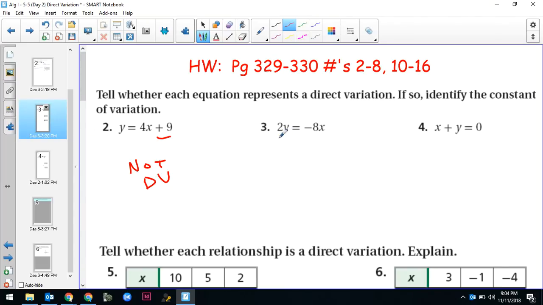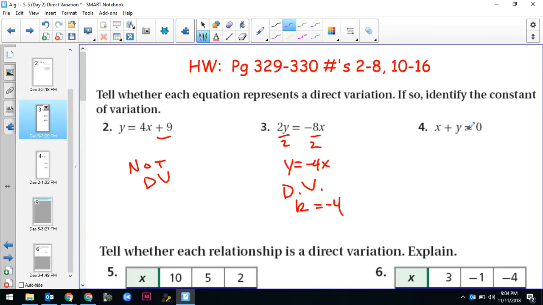Number 3, y is not solved for, so I've got to divide by 2. So y is equal to negative 4 times x. This is a direct variation, right? No plus or minuses. So we would say direct variation, and then the k value is negative 4.